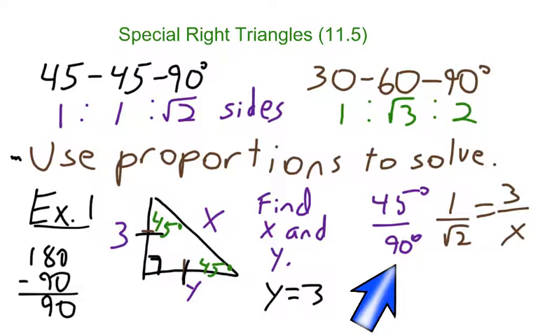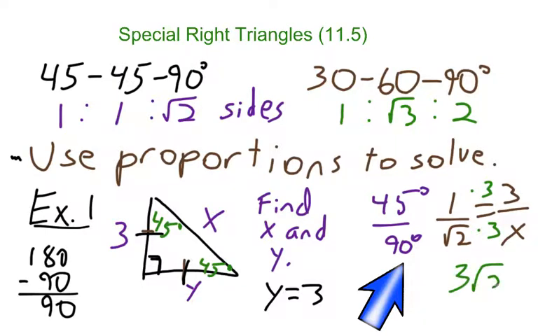And now it's as simple as, well, actually I could cross multiply, but there's a much quicker way here. How do you get from 1 to 3? You just multiply by 3. So these are equivalent fractions. So just do times 3, times 3, and that's our shortcut. So square root of 2 times 3 is x, and I can write that like this.